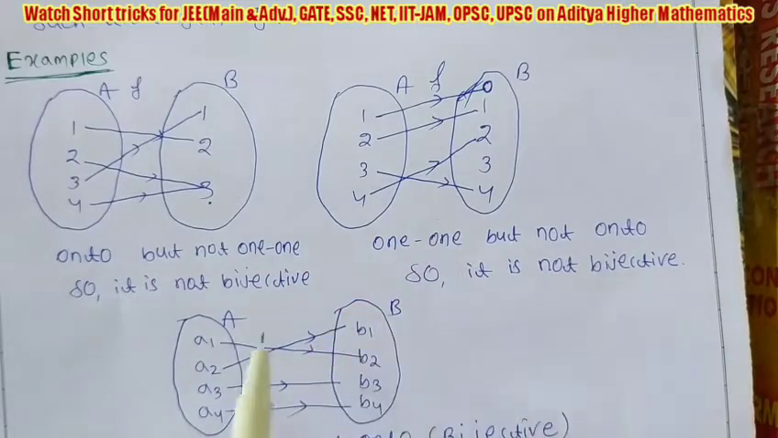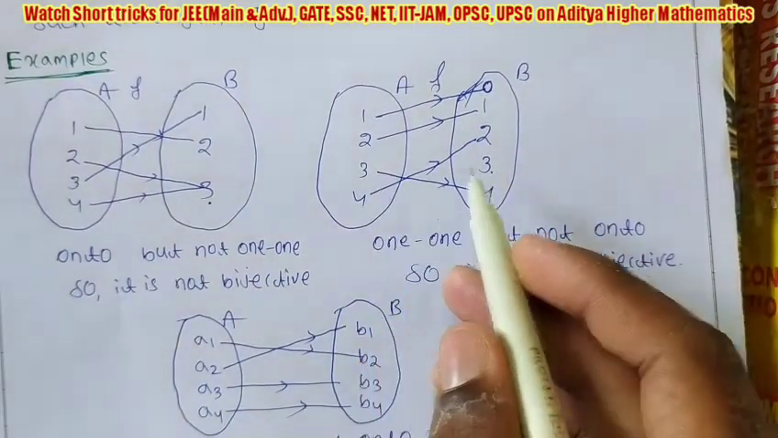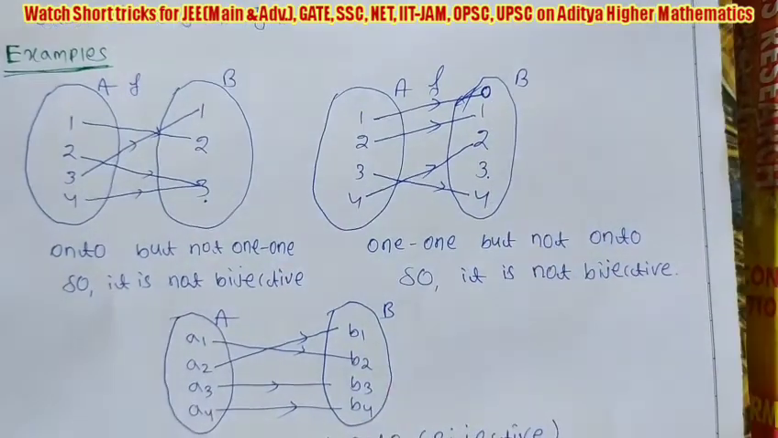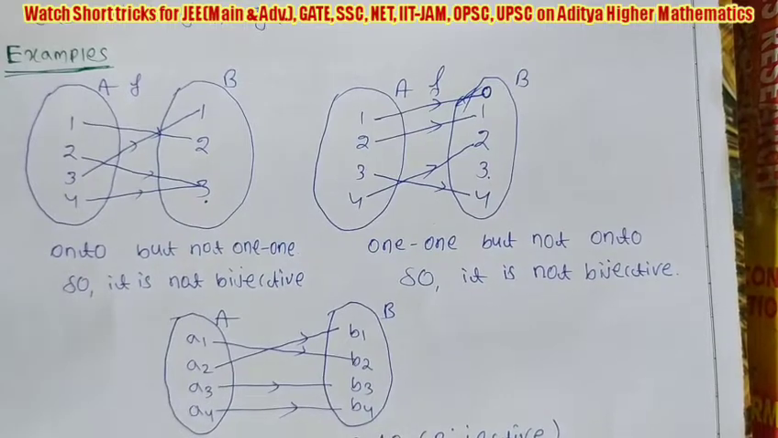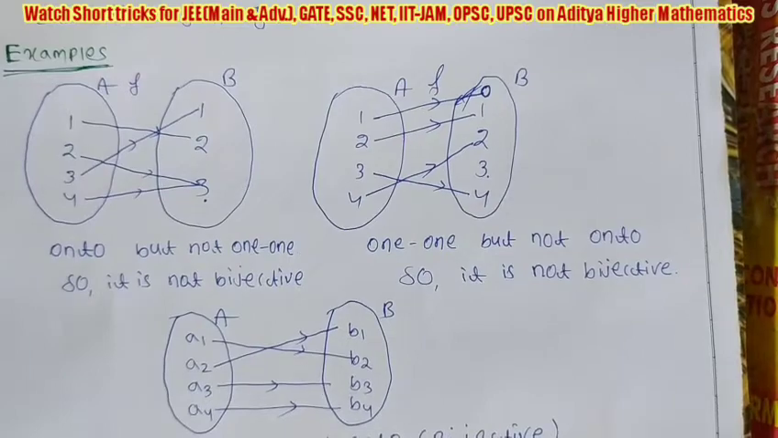But it is not an onto function. What is the reason? Because 3 has no pre-image. You can see 0, 1, 2, 4 all have pre-images, but 3 has no pre-image. That means that function is not onto. And since it is not onto, we cannot say it is bijective. So it is also not a bijective function. Next, the final example.